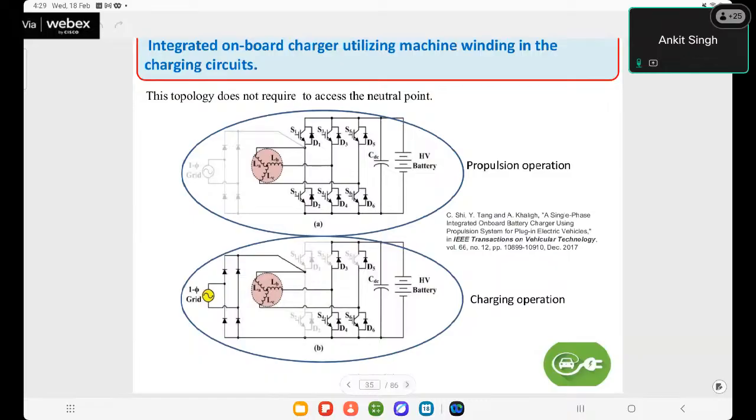Again, another type of configuration. Here we are seeing that a single phase diode rectifier is used to connect the single phase grid. So we can see here, this is the rectifier, and this will act as a two phase interleaved converter. If the rectifier is there, then directly it will act as a two phase interleaved system.